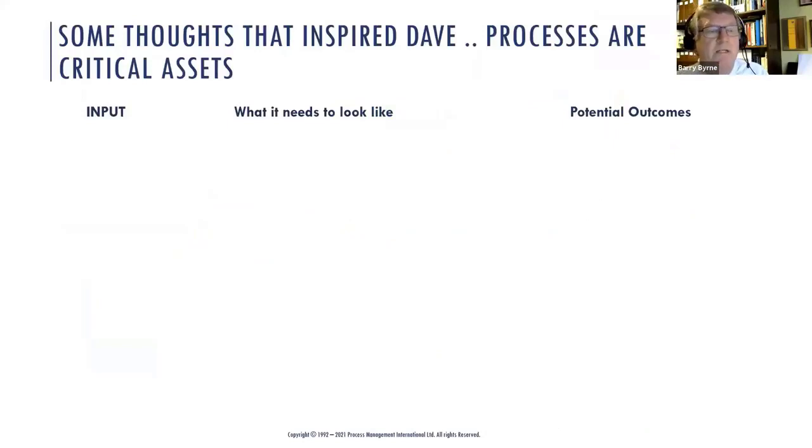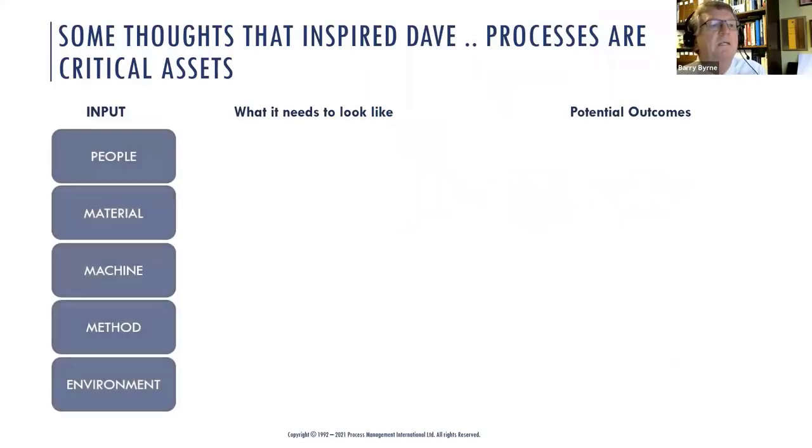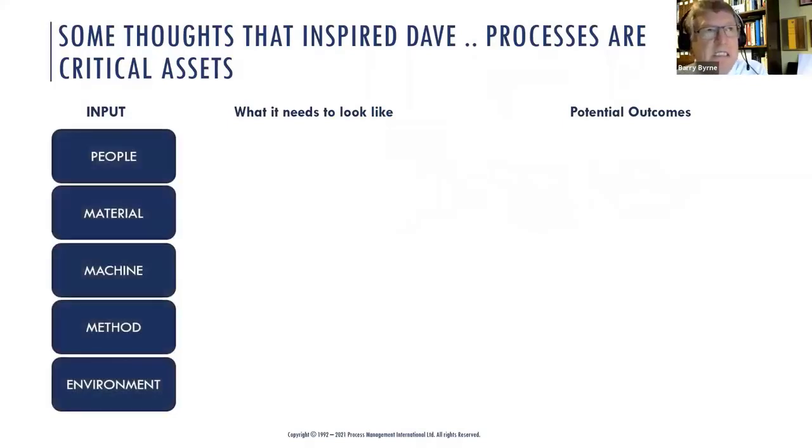So some thoughts then that inspired Dave, and I'm repeating my point and emphasizing the point that processes are critical assets, and the ingredients in any process will all follow the same pattern. We will still be looking at the same inputs: people, material, machine, method, and environment. The definition, therefore, of a process is our ability to transform the range of inputs into an output for which we have a customer.